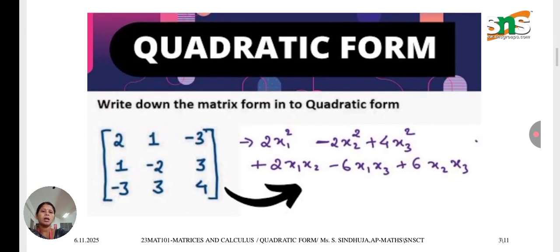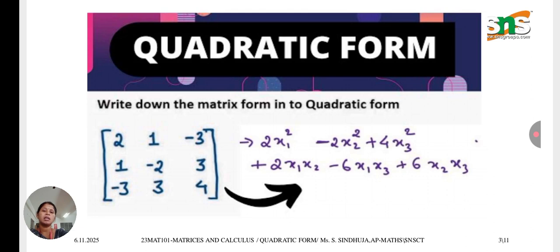Let us see how a matrix is converted into a quadratic form. Suppose you are given a 3 by 3 matrix such as 2, 1, minus 3, 1, minus 2, 3, minus 3, 3, 4. When converting this 3 by 3 matrix into a quadratic form, we consider the main diagonal elements, that is 2, minus 2 and 4, as they are, in the positions of x1 square, x2 square and x3 square. So we get 2x1 square minus 2x2 square plus 4x3 square.